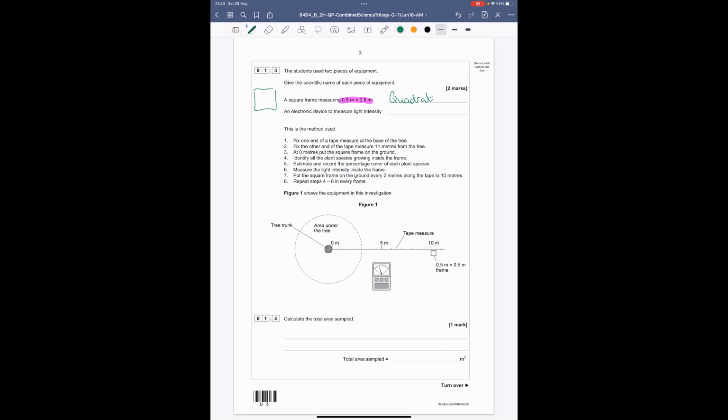An electronic device to measure light intensity. Now this question threw a lot of people. Well, it's quite a simple answer. It's just a light meter.